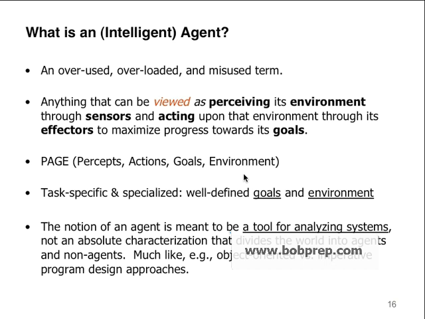So anything that can be viewed as perceiving its environment through its sensors and then acting upon the environment through its effectors to maximize progress towards its goal is called an agent. So you have to basically have input, processing, and output, and then you're serving as an agent in terms of the concept.